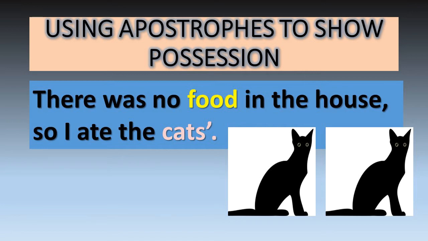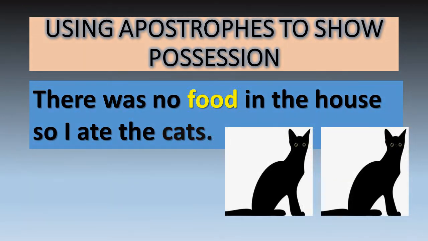Now if we didn't have an apostrophe, it completely changes the meaning of the sentence. And here's what that looks like. There was no food in the house, so I ate the cats. In that sentence, the meaning is came home, no food, and actually ate the cats. You've got more than one cat, and you ate them. So in that sentence, you can see where we place the apostrophe completely changes the meaning. So we use it to show possession.